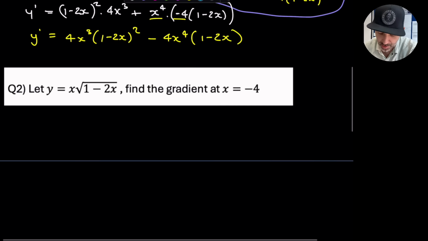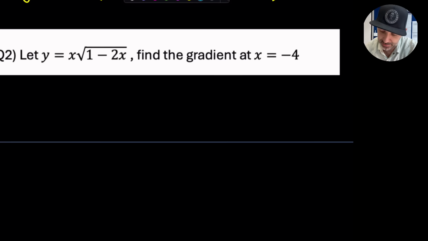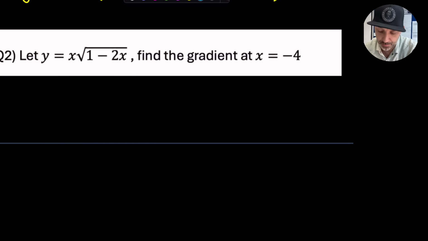Okay, question 2. It is similar to the previous one. I have a square root and I will need to substitute a value in for x in order to find the actual gradient at a given point.